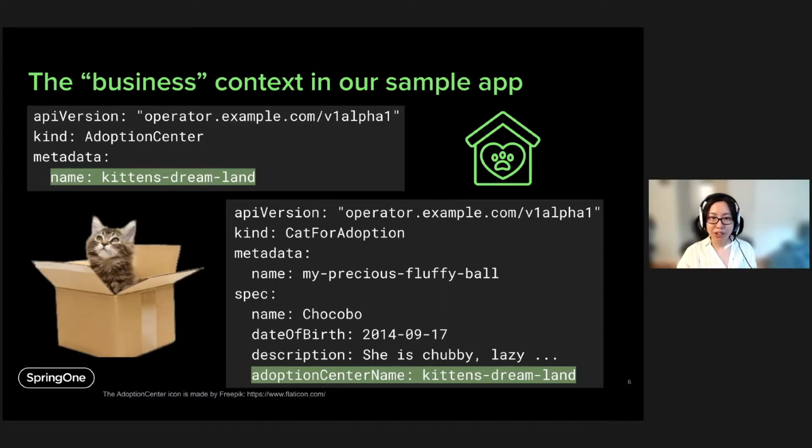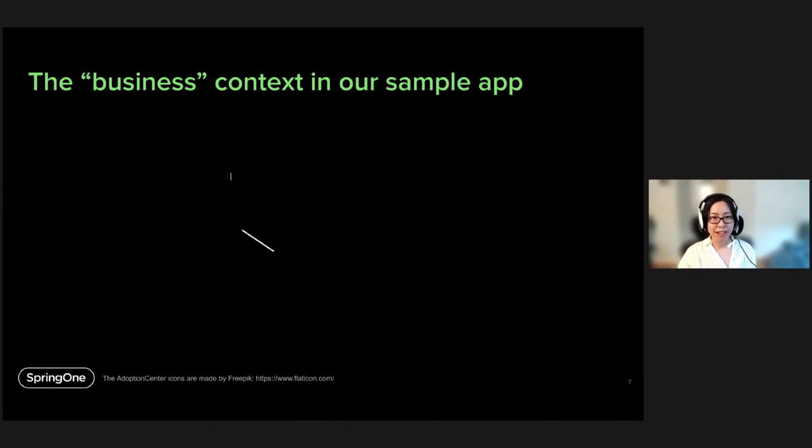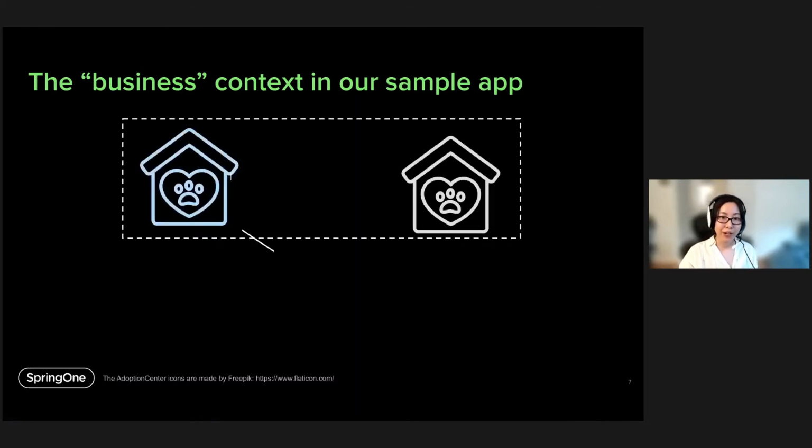the topology of the system will look something like this. When adoption center custom resources are applied, our operator will deploy an adoption center application for each one of those resources, which includes a Kubernetes deployment consuming a config map.